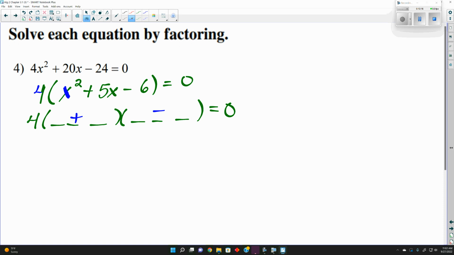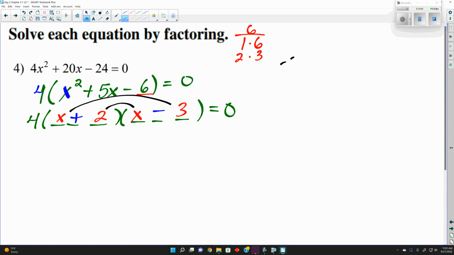Factors of x squared are x and x. Factors of 6: 1 and 6, or which one do we want to try first? 2 and 3. And lastly, we can check it.